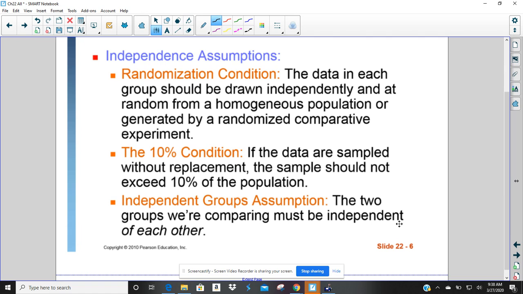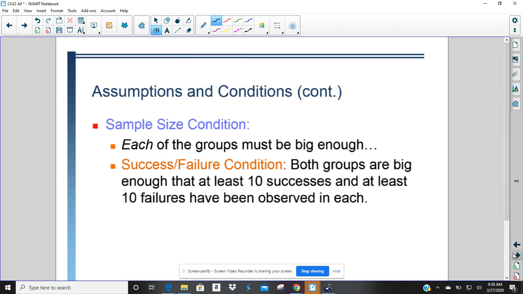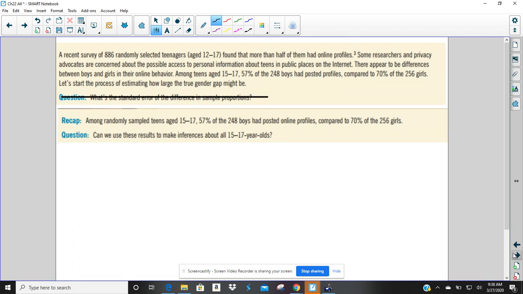Okay, so they have to be independent of each other, and then the sample size condition, the success/failure condition. Again, what you have to do here is check the sample size of each group, NP and NQ. So in this case, you do the boys and the girls for NP and NQ. So let's take a look at this question again. Same question: can we use these results to make inferences about all 15 to 17-year-olds?